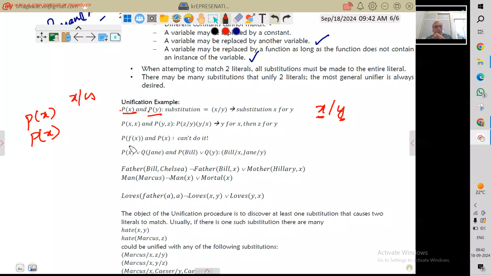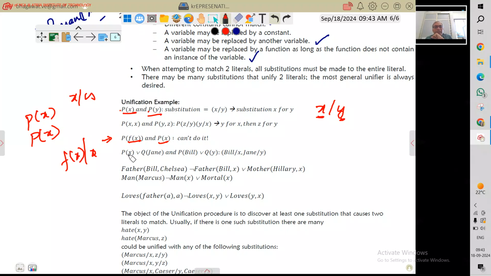Now for example, if you take the third one, p of f of x. Here f of x is a function inside our predicate, and the next one is p of x. You cannot replace this function f of x by just x, because it is a function. If it is a variable, you can try to do it. So this method is there.